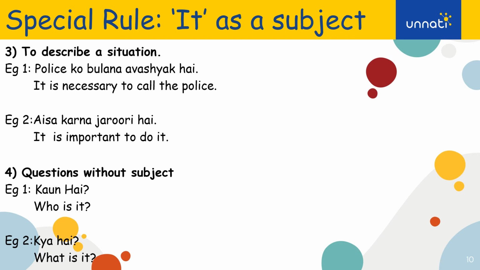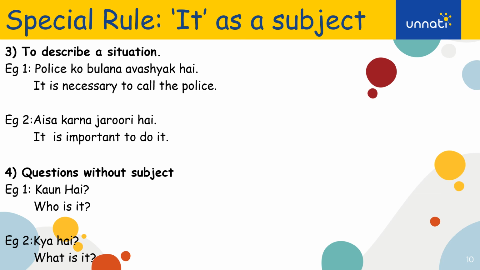So it is my subject here. Is the state of being verb. It is necessary to call the police. So describing the gravity of the situation. In the next sentence, ऐसा करना ज़रूरी है. So it is important to do it. So it is my subject, is state of being verb, important to do it, showing the necessity or the importance of the situation.